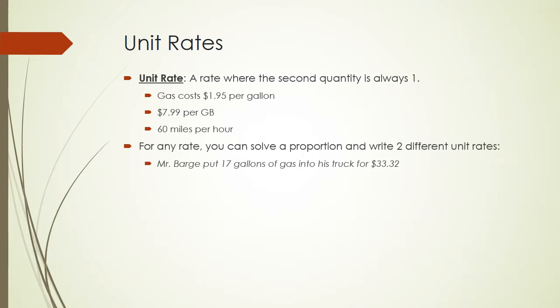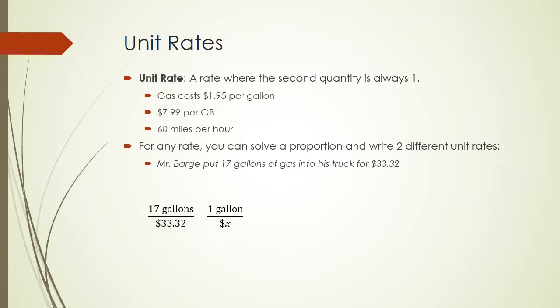For any situation, we could solve a proportion and write two different unit rates. So we're going to take a look at this example where I put 17 gallons of gas into my truck for a cost of $33.32. The first unit rate we can come up with is how much it would cost for 1 gallon. So here's a proportion. I know on the left side I have 17 gallons over $33.32.